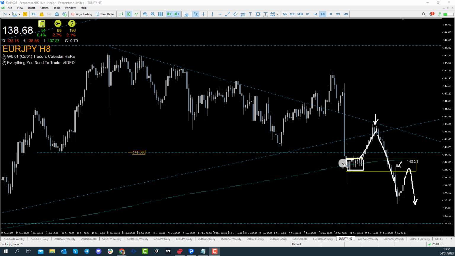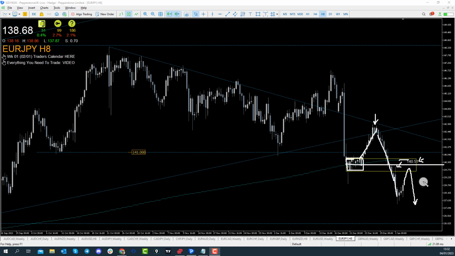Now, the reason why I've drawn a zone is because we had a consolidation, as well as the fact that we've got a 140 level handle running through here. We have the 140.50, which is the daily 200 moving average as well. So we've got a confluence within a zone, not necessarily just within one price in particular. So that to me is an area of interest for price.